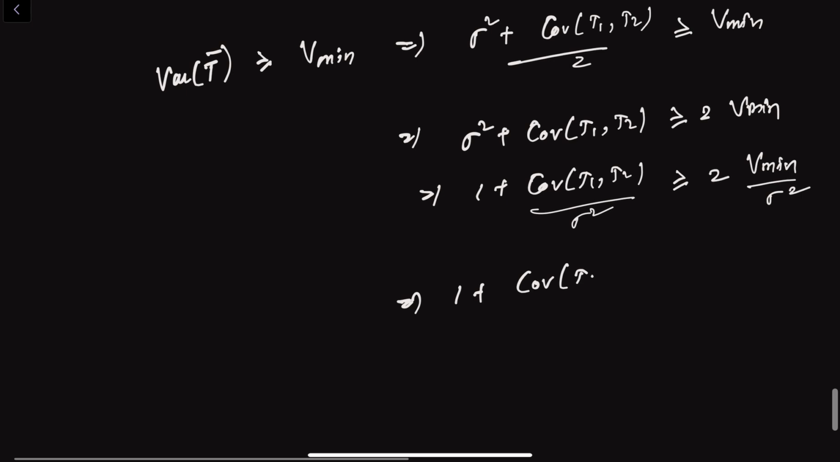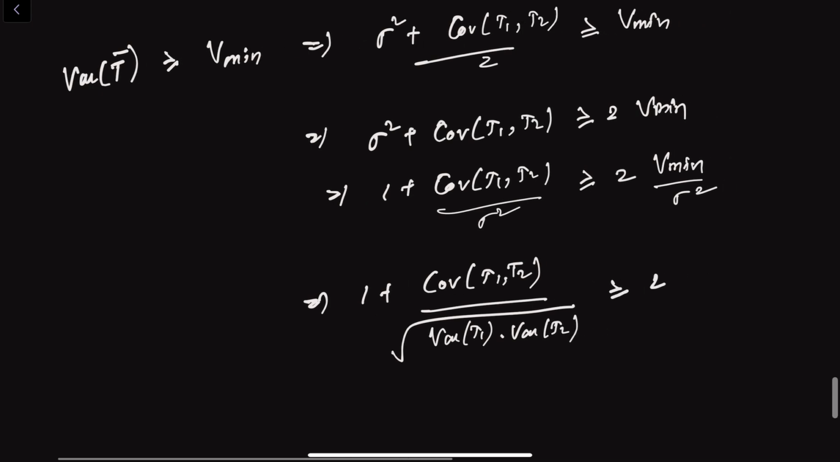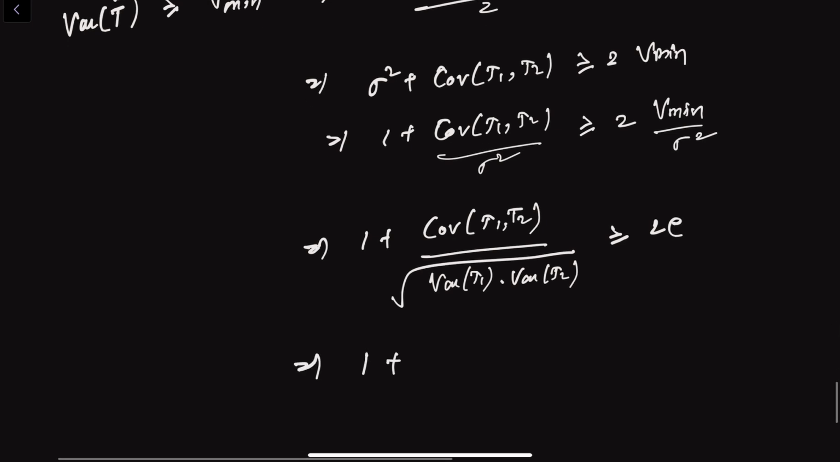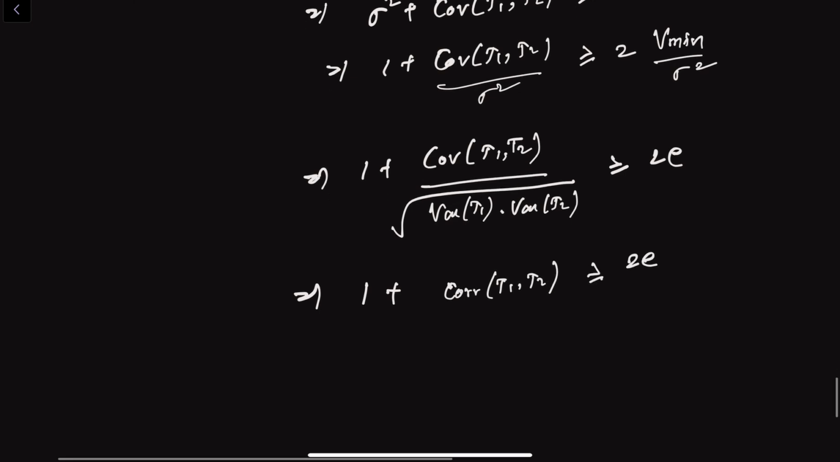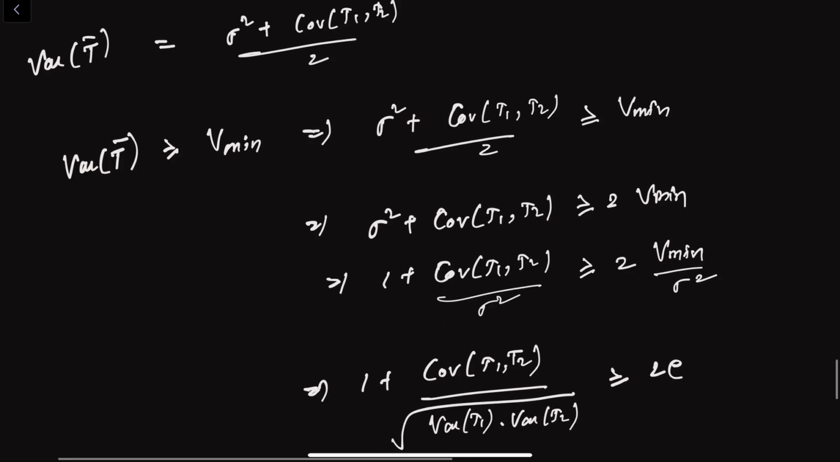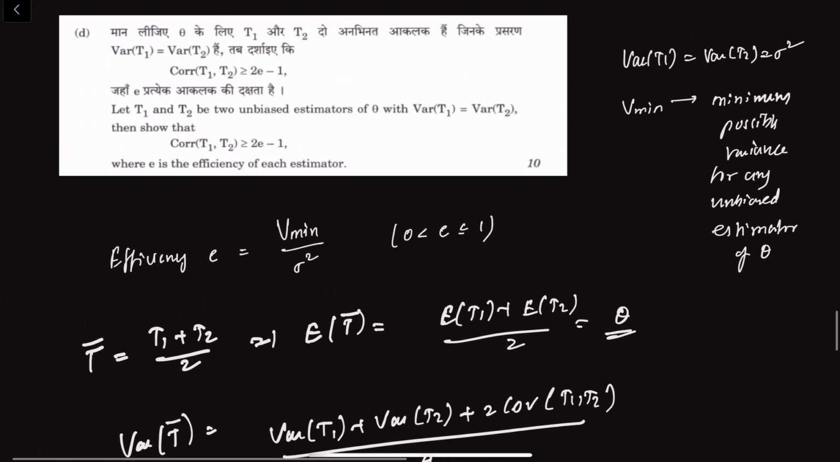Now I can write this sigma square as square root of variance of T1 into variance of T2, because both are sigma square. And minimum variance by sigma square is nothing but E. So that means 1 plus covariance of T1, T2 by square root of variance of T1 into variance of T2, that is nothing but correlation of T1, T2, is greater than or equal to 2 times the efficiency. So correlation of T1, T2 is always greater than or equal to 2 times efficiency minus 1. So that's what they have asked us to show.